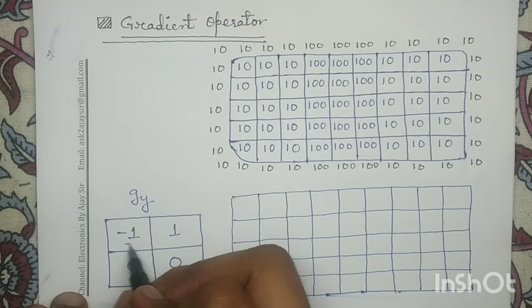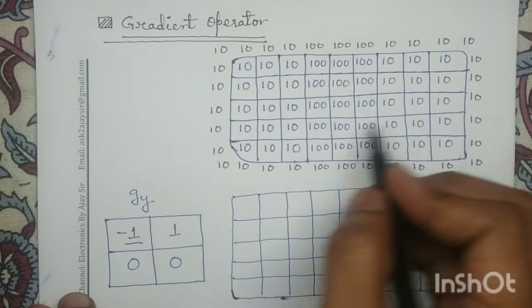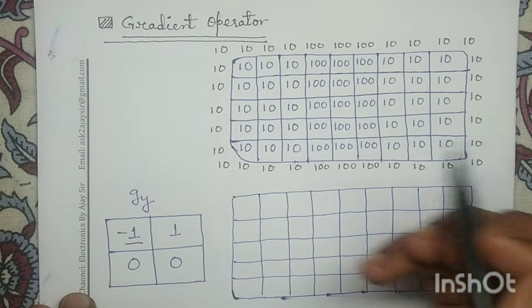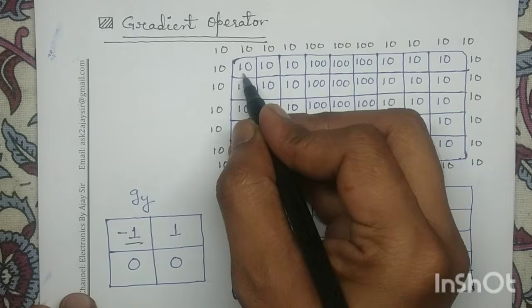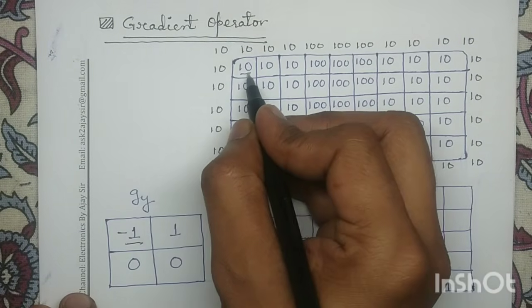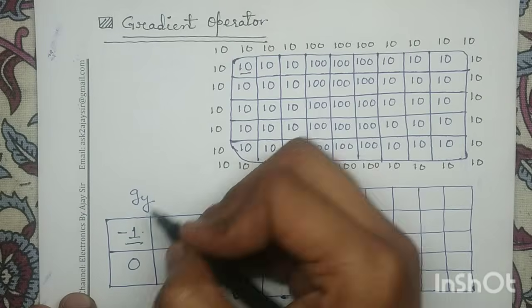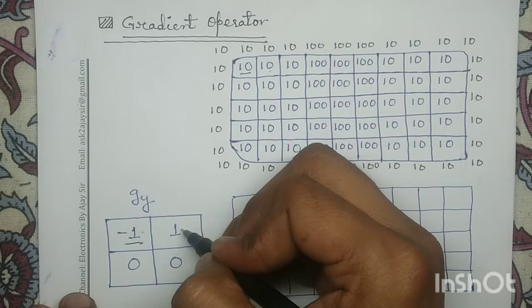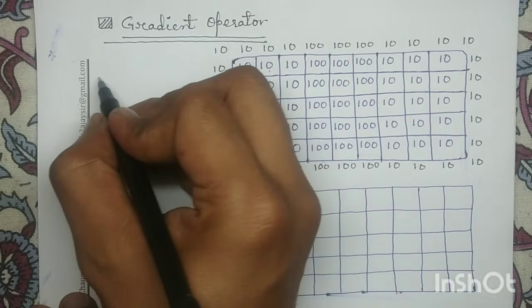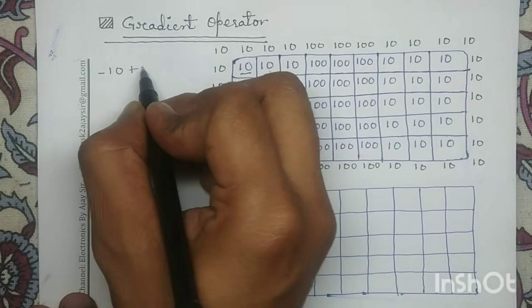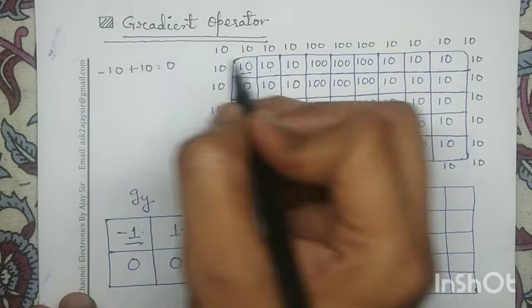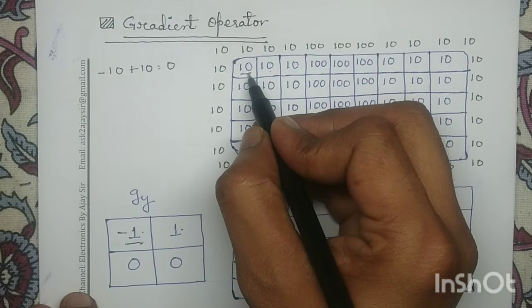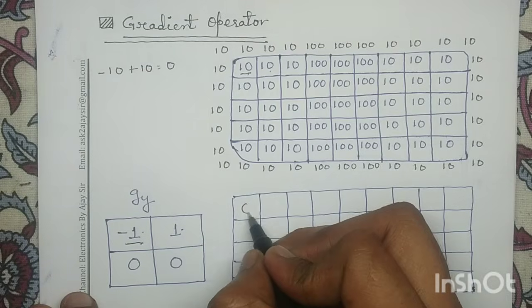Now we will apply the center of this mask at all these object pixels and we will compute the response. First we will apply the center of this mask at this point. So this pixel will be multiplied with the coefficient minus 1 and this pixel will be multiplied with the coefficient 1. So if I write the response, it becomes minus 10 plus 10, which is equal to 0. So for this particular pixel, we have determined the response and it is equal to 0.